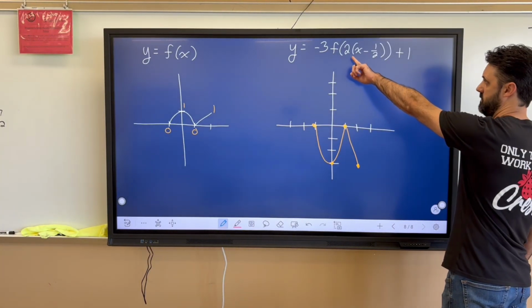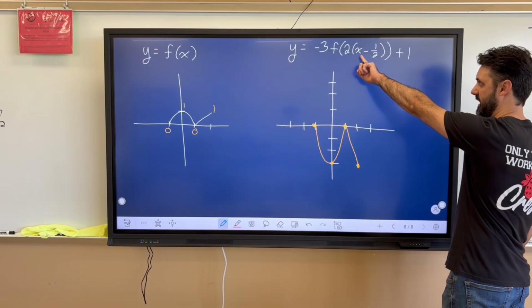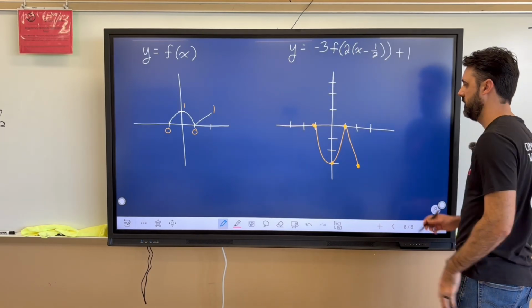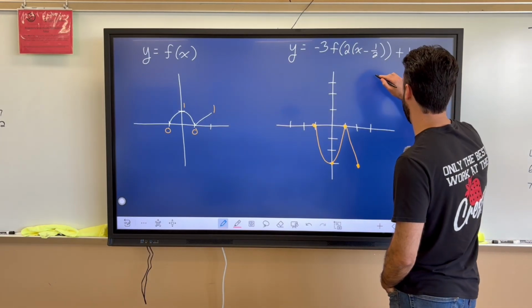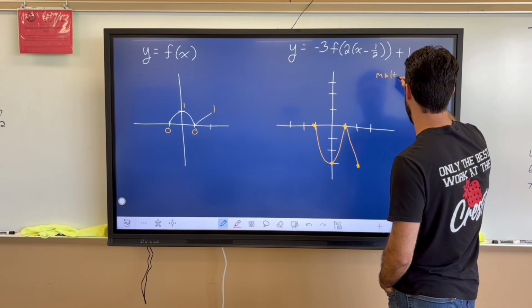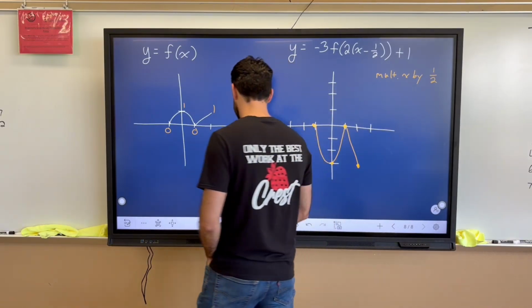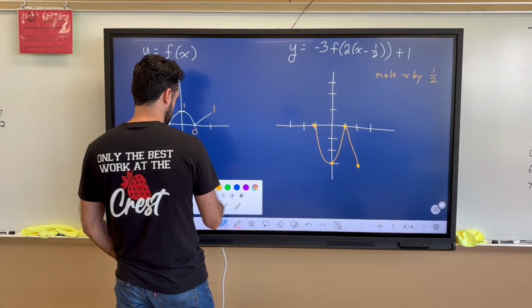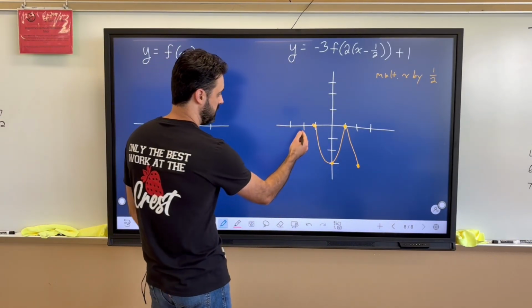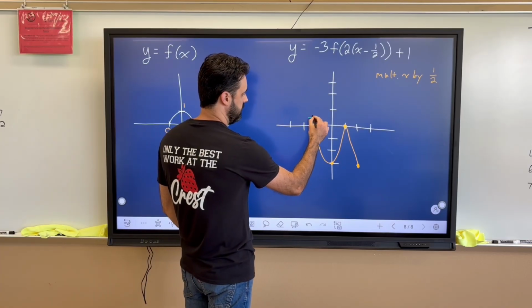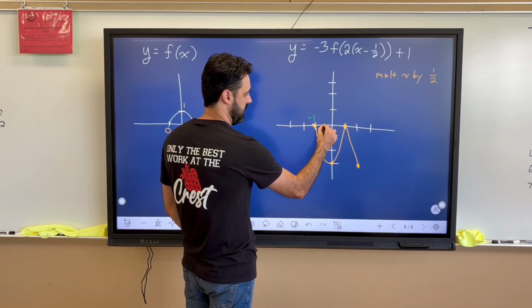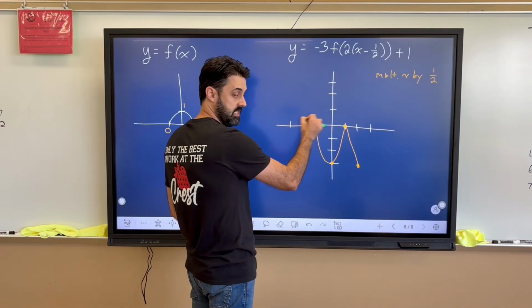Now the next one is the times 2. So again, that's going to multiply x, but always by the reciprocal. So here we're going to multiply x by 1/2. Okay, multiply x by 1/2. That's the same thing as dividing all the x's by 2. All right. So here the x was -1. Now the x is -1/2. The y value doesn't change. It's 0 no matter what.